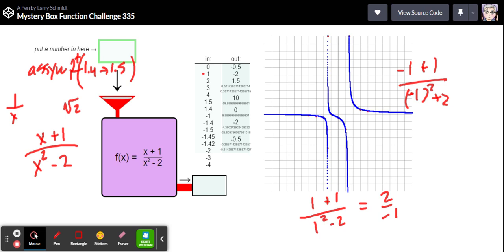Well, how did that go for you? I think that was pretty challenging. Did you get the square root of 2 as the asymptote?